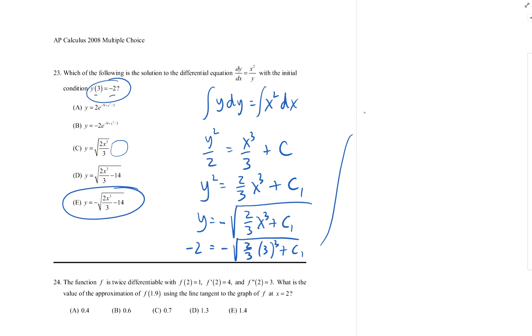So you get negative 2 equals negative square root of 2/3 times 3 times 3 is 9 times 3 is 27 plus c1. So negative 2 equals, actually I'm going to go ahead and square both sides. So I get 4 equals 9 times 2 is 18 plus c1. c1 equals negative 14. So now I know it's e.